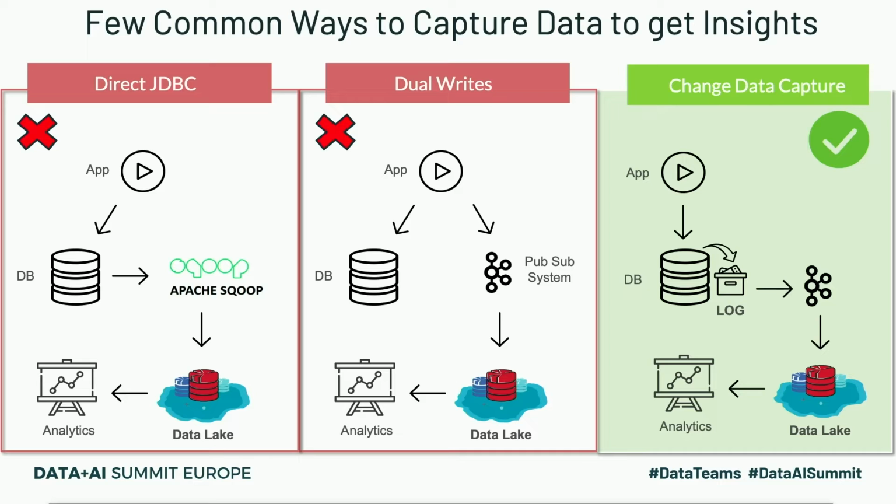The second method is dual writes. In this method, we write the data into the production database and also to a pub-sub system like Kafka. And this data has to be streamed into the data lake to perform any analytics workloads. But due to dual writes, two copies of data need to be written to two different systems, so there might be some performance or latency issues on production applications.